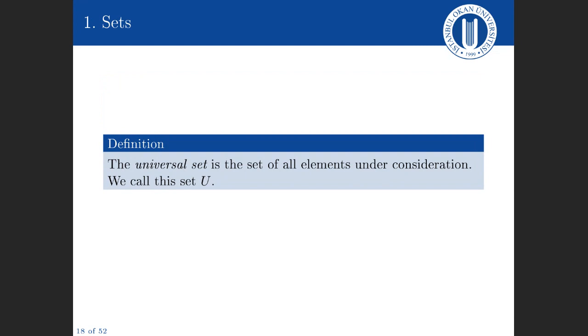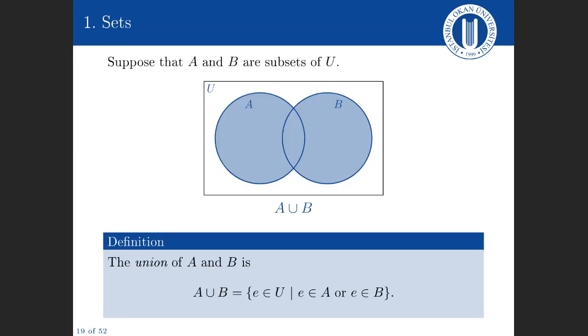The universal set is the name for the set of all the elements that we are considering. And we call this set U. So for example, we might have a picture like this. This rectangle is the set U. This is everything that we're thinking about at the moment.